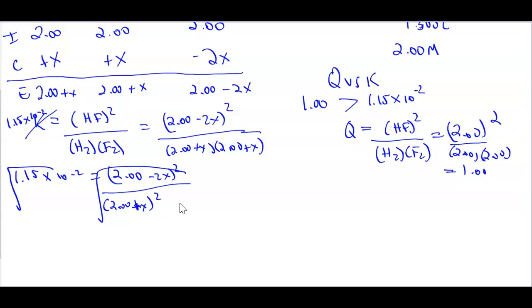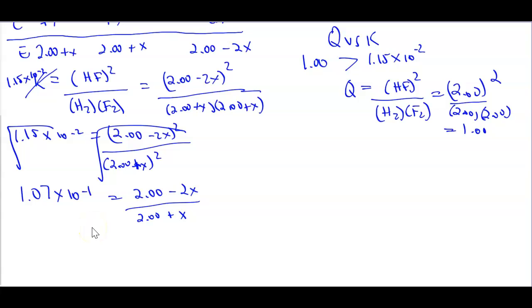When I take on my calculator the square root of 1.15 times 10 to the negative second, I get this to be 1.07 times 10 to the negative first. This side would be 2.00 minus 2x. And this bottom part would be plus x. So if I take the square root of the square, remember it's the same thing. We're going to continue to solve for x.